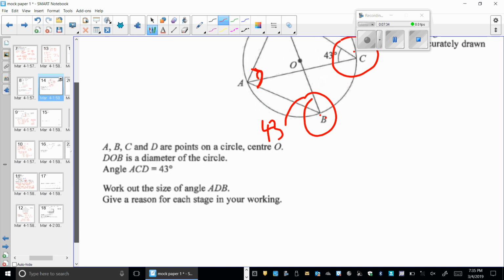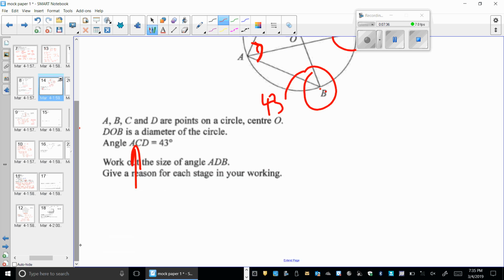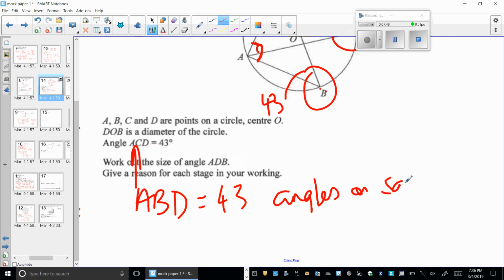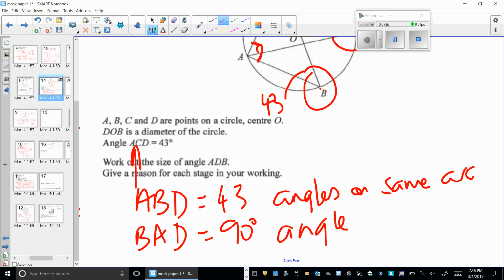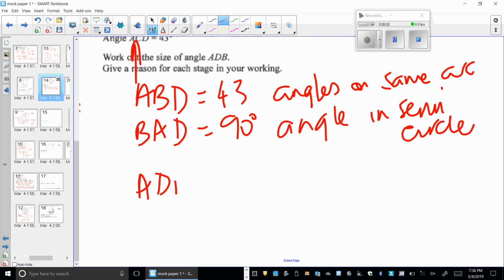So I would say angle ABD is 43. That's angles on the same arc. Angle BAD is 90 degrees. That's angle in a semicircle. And that means that ADB is going to be 180 subtract the sum of those two.